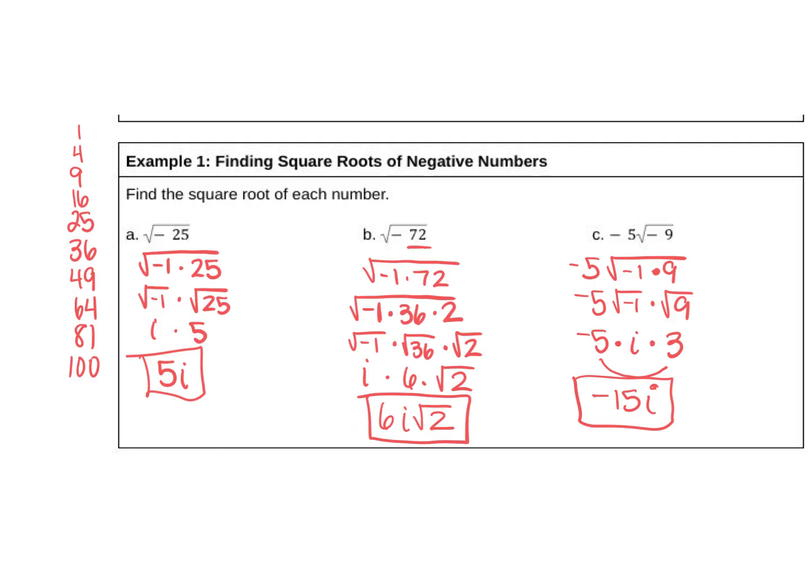Okay. Any questions on that? So it just turns into a -1, and now from here on out, you guys, here's what's awesome. You treat it like a variable. You combine like terms. That's it. Easy peasy lemon squeezy.